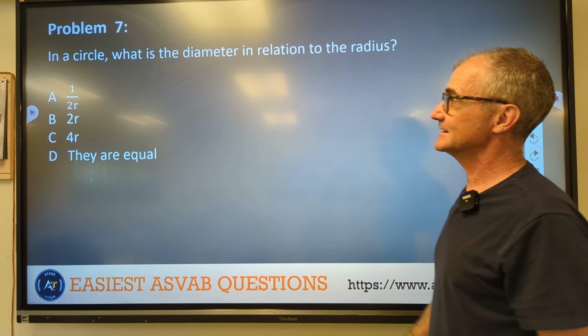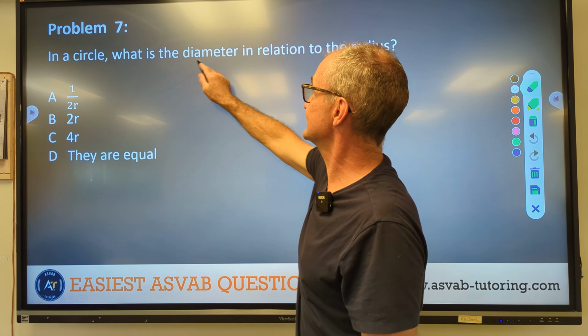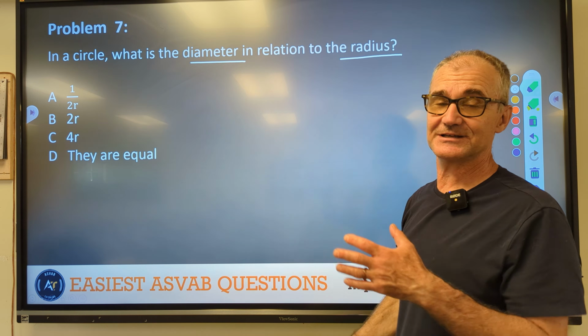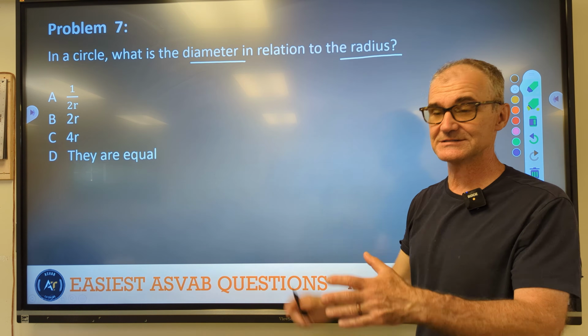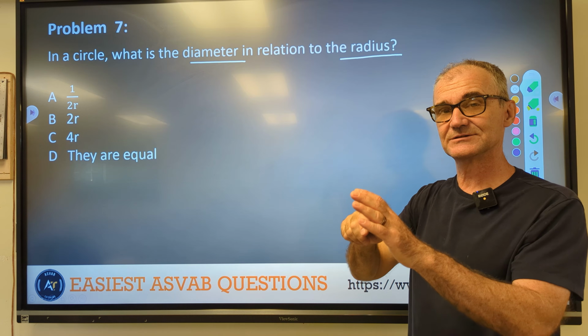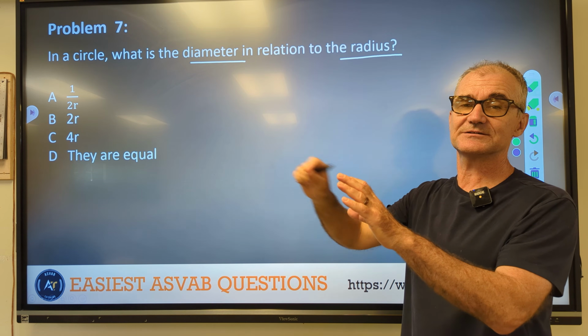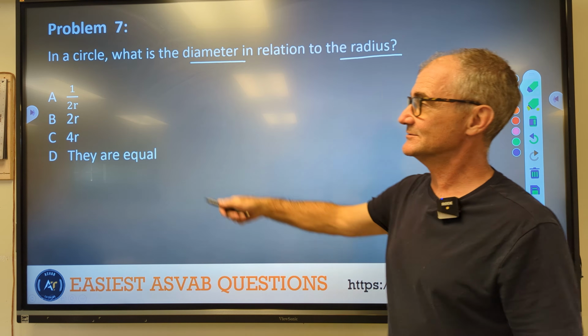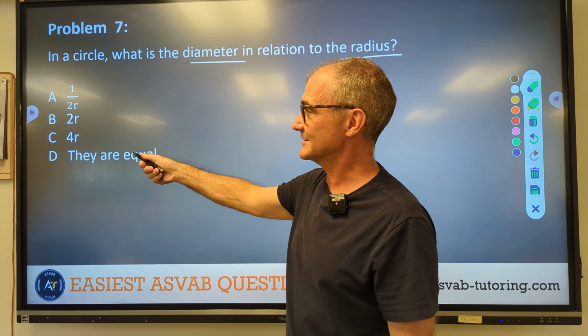Problem number 7, in a circle, what is the diameter in relation to the radius? Again, it's really kind of vocab. You need to know what a diameter is, the distance all the way across the circle, and a radius, the distance from the center to the outside. But let's say you can't remember those words. You look over here at your solutions.